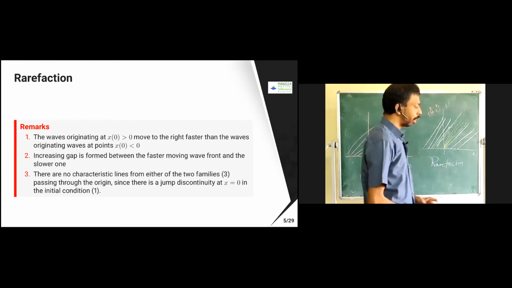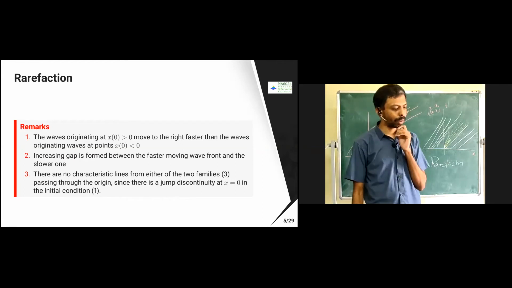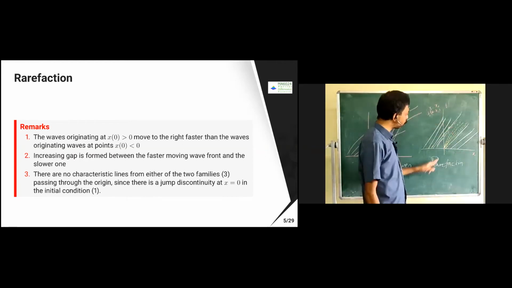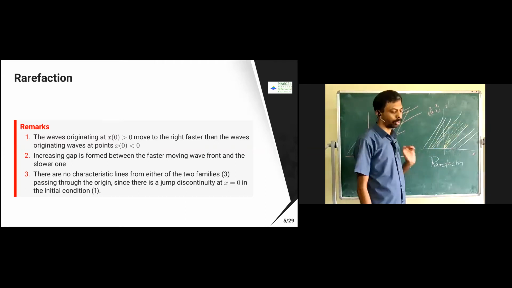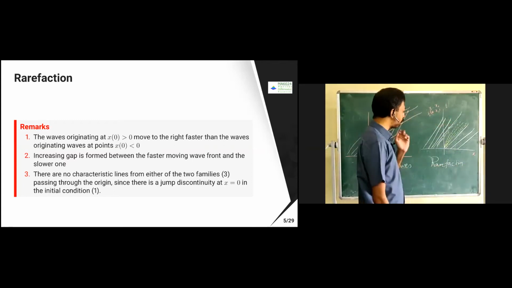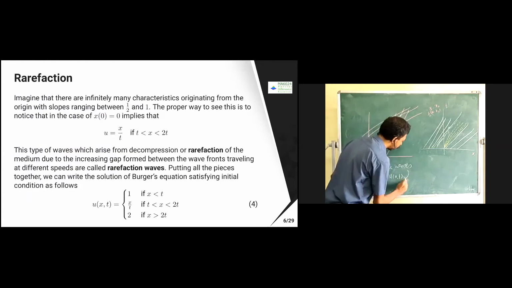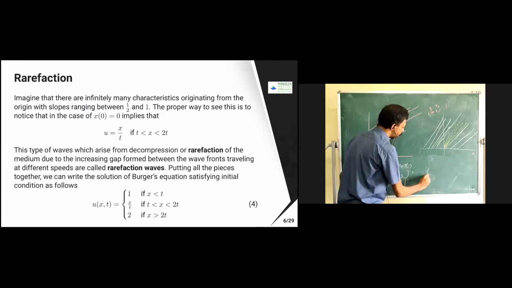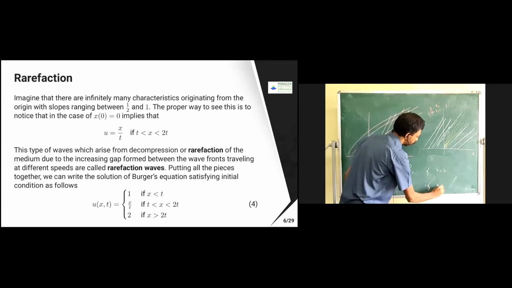So there are no characteristic lines from either of the two families passing through the origin. You can never find a characteristic line which is passing through the origin. Therefore, what you will get is a jump discontinuity, because we have the condition x greater than 0 and x less than 0. We have u of x comma t is 1 if x is less than t, and 2 if x is greater than 2t.